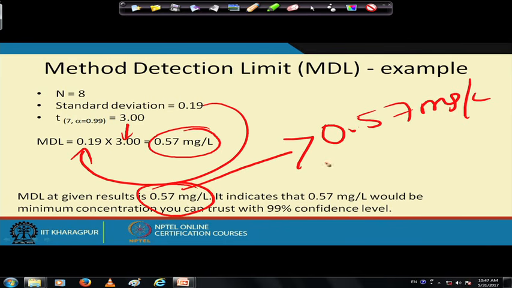we can rely on that concentration. If it's something less than 0.57, we cannot say for sure that the concentration is correct, because the machine cannot measure any concentration less than 0.57 with a 99% confidence level. How do we know that? Because we did that procedure as prescribed, based on our statistics friends.